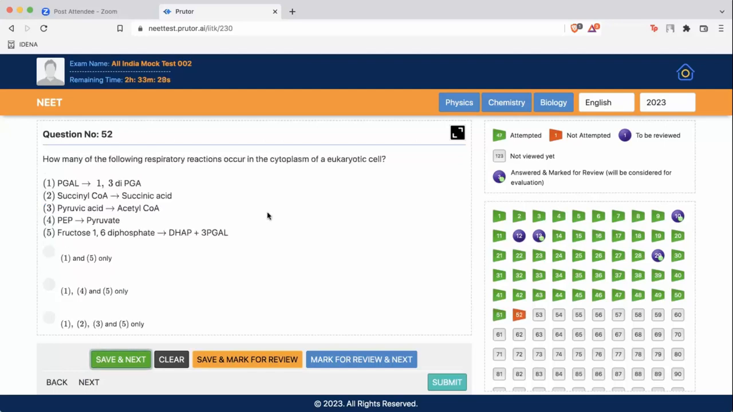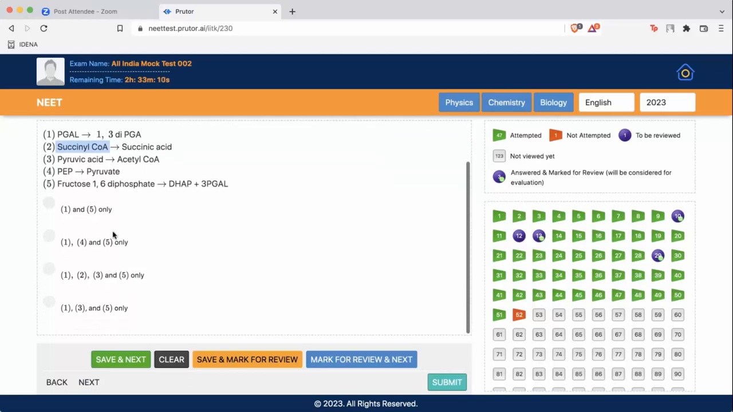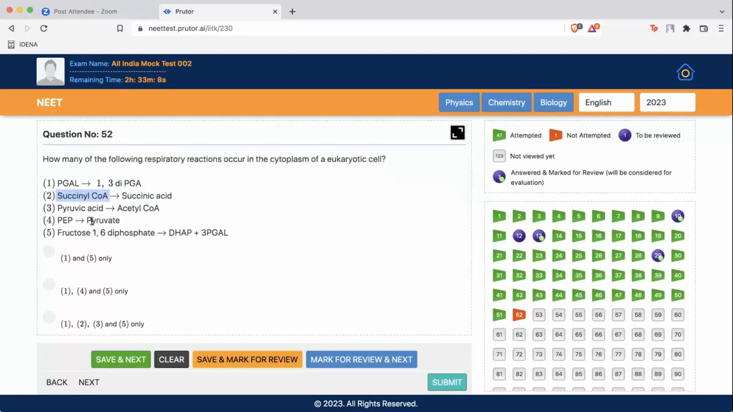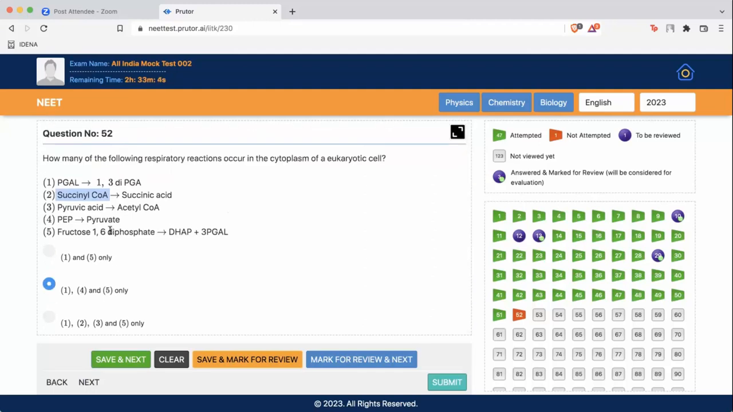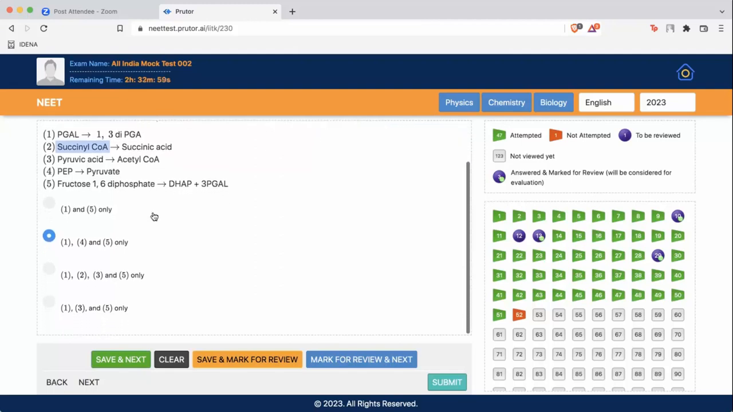How many of the following respiratory reactions occur in the cytoplasm of the eukaryotic cell? Okay, so we have to check for glycolysis here. PGAL is converted to 1,3-DiPGA. Yes, one is correct. Two is an example of the electron transport chain, which doesn't occur in the cytoplasm. So any option which has two is wrong. So the third option is wrong. PEP to pyruvate, that occurs. So 1 and 4 should be there. So this is mostly the answer. This also occurs in the cytoplasm. Pyruvic acid to acetyl coenzyme A occurs in the mitochondria.